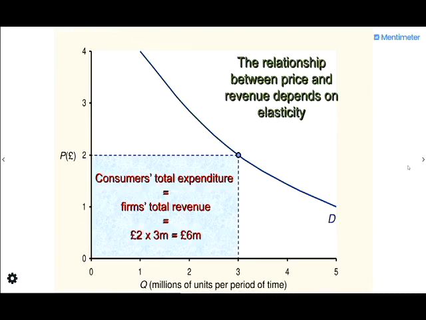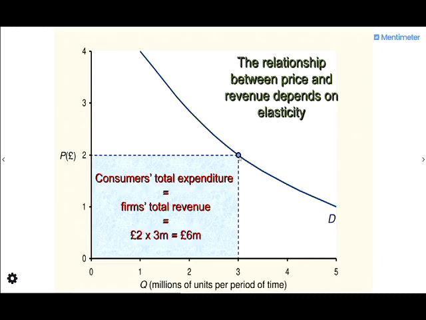Now, there's an interesting relationship between price and revenue. So I should say, elasticity and total revenue. Think of this case here. This is the demand curve, downward sloping. As the price rises, quantity demanded decreases. At this point, let's say the price is £2, and this person demands 3 million units per period of time, or maybe this is in the market. Then the expenditure in the market is basically price times the quantity demanded, which gives us 6 million.